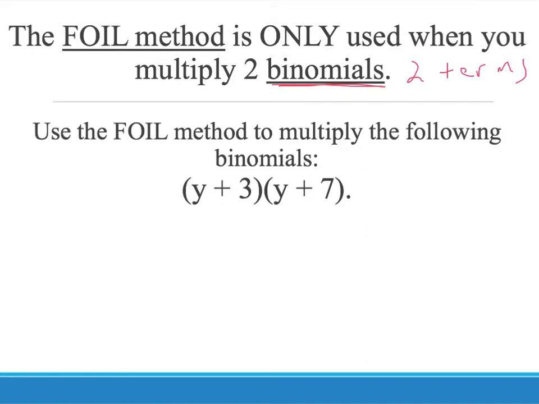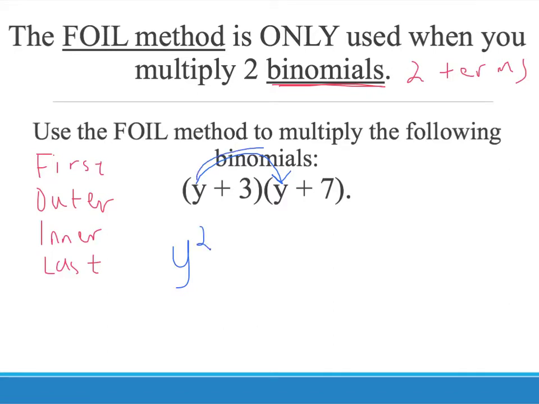Okay, so the word FOIL stands for first, outer, inner, last. It's talking about the terms that we're going to multiply. If I multiply the first two terms, here I have y times y, which is y squared. Outer, the two outer terms, y times 7, so plus 7y. Inner, the two inner terms, 3 times y, and the two last terms, 3 times 7.